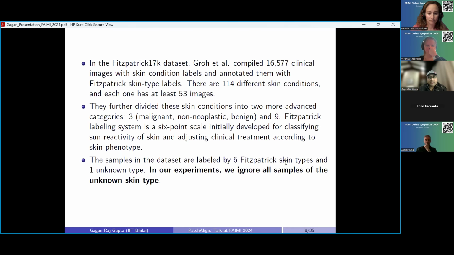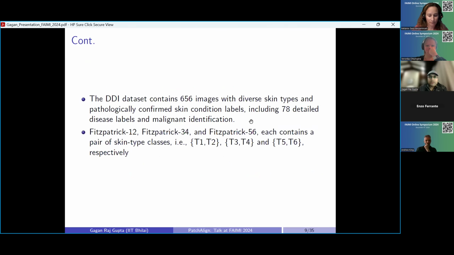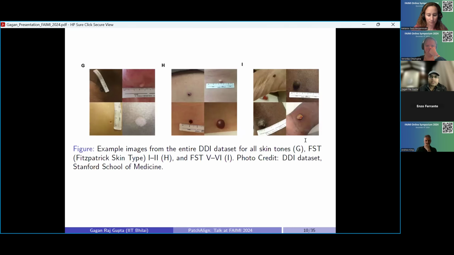More details: we had 114 different skin conditions in the Fitzpatrick, which we leverage, and then we group them into these three broad categories: malignant, non-neoplastic, and benign. The DDI, as I said, is a smaller data set. So we are grouping the skin types: T1, T2 is one group for us, T3, T4 is another, and T5, T6 is another. Again, some examples of how the DDI images look.